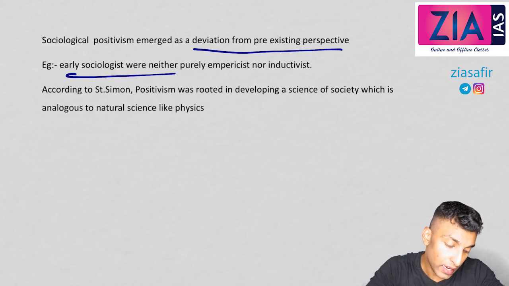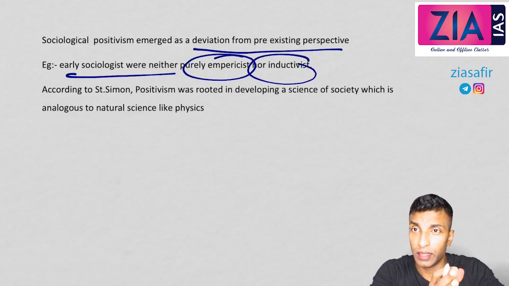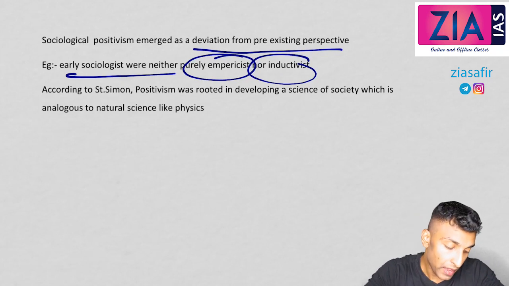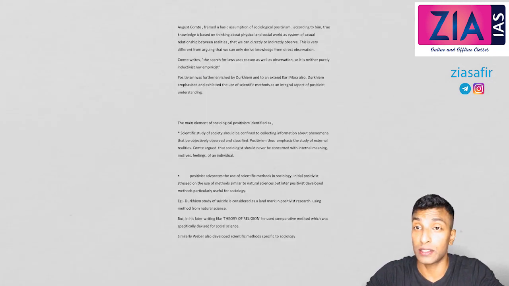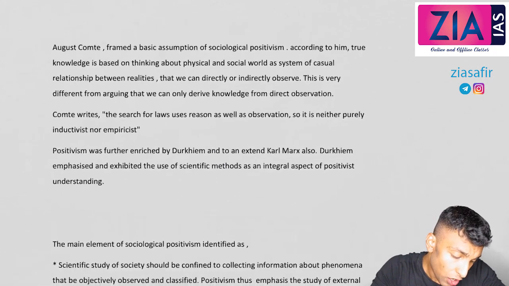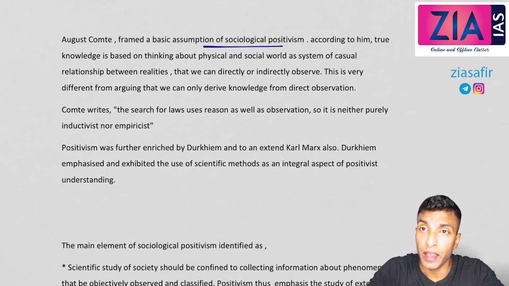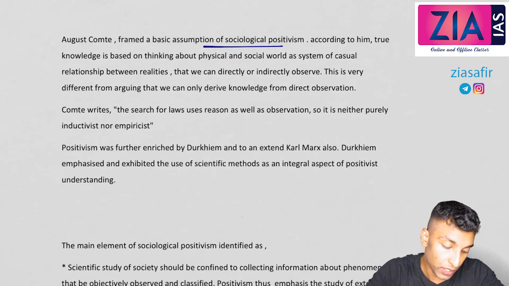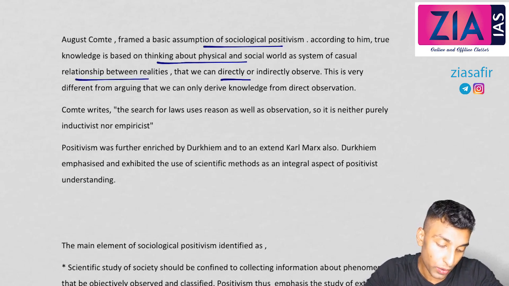Early sociologists were neither purely empiricist nor inductivist, because you are dealing with human beings. According to Saint Simon, positivism was rooted in developing a science of society, which is analogous to natural science, physics. Auguste Comte framed the basic assumptions of sociological positivism. According to him, true knowledge is based on thinking about the social and physical world as a system of causal relationships between realities that we can directly or indirectly observe.